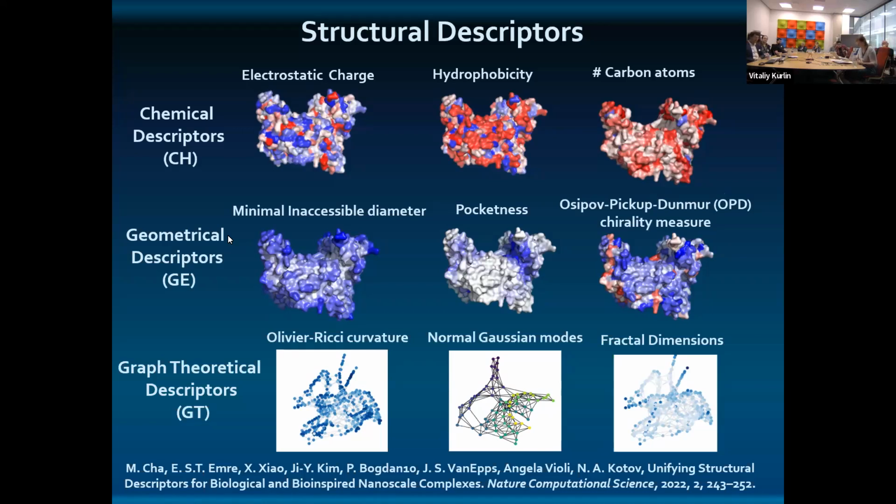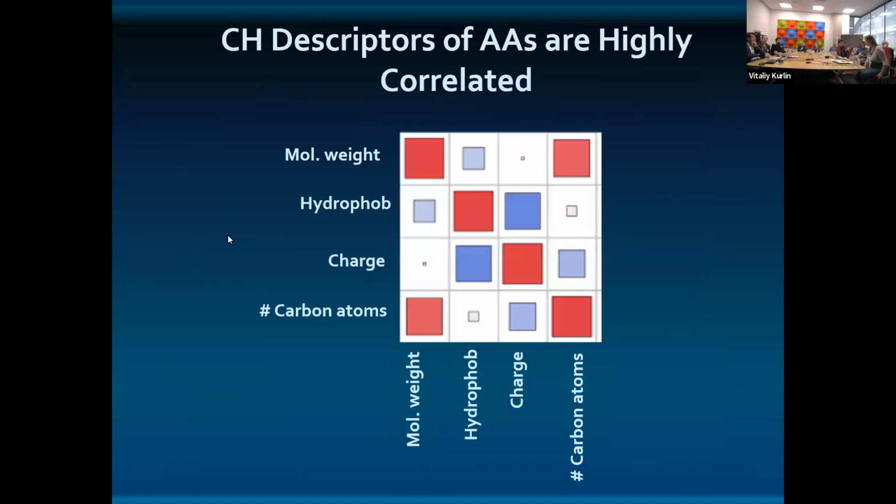Let's start with the chemical descriptors and try to get rid of them, because the chemical descriptors are troublesome and very different for particles and proteins. If you use amino acids, we cannot use the same descriptors for particles. Look at the descriptors: molecular weight, hydrophobicity, carbon atoms, they all very heavily correlate. Not good.